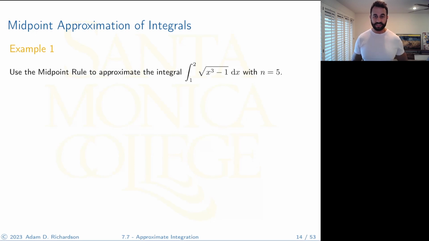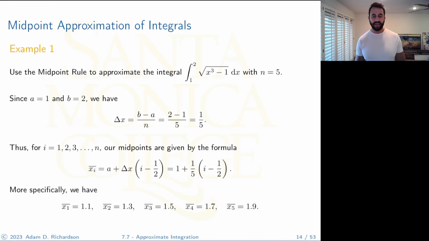All right, now let's practice. Let's use the midpoint rule to approximate this integral when n is equal to 5. So we're going to use 5 subintervals, 5 rectangles to approximate this area. Here we go. We know that A is 1 and B is 2. So delta x ends up being 1/5. Remember, we're choosing the subintervals to be a uniform length, so we can find an explicit formula for delta x. It's b minus a over n, which is 1/5 in our case.